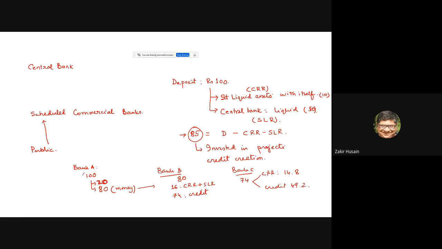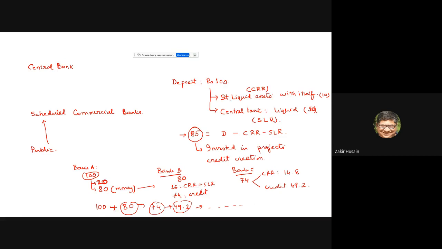So you can see that out of this 100 rupees, you have got 80, you have got 74, you have got 49.2. So the credit creation, the amount created at every step is decreasing, but it is going on. So there is also a multiplier process over here in the process of credit creation. Now the total credit created is therefore 80 plus 74 plus 40.